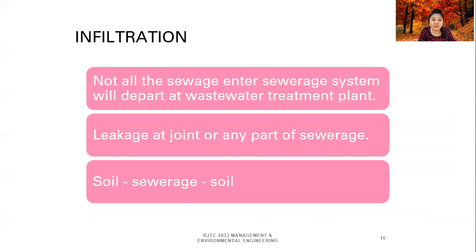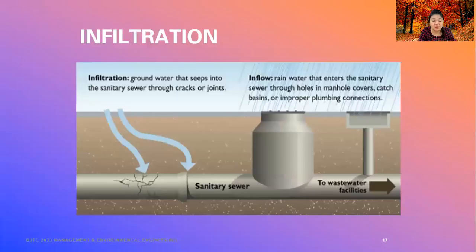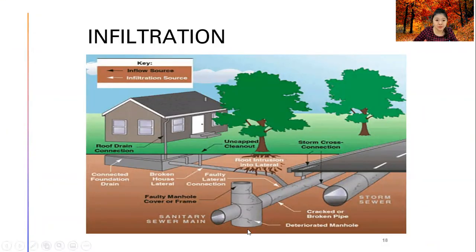Okay, so when we talk about infiltration, not all the sewage that enters the sewage system will reach the wastewater treatment plants. There might be leakage at a joint or any part of the sewer. Water can also enter the sewer from the soil, and sewage can leak out and go back into the soil again. So here is the infiltration. Rainwater enters the sanitary sewer through holes or the manhole cover, and then it goes to the wastewater facility. And also here, you can see we have two systems. Then there are the cracked pipes and some tree roots, and the main holes connected to foundation drains.